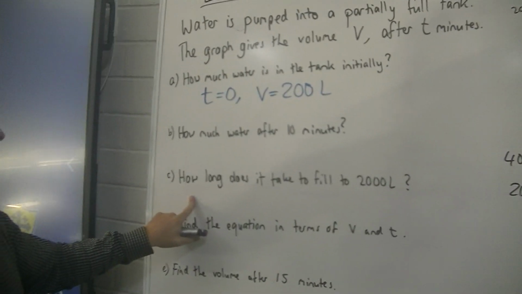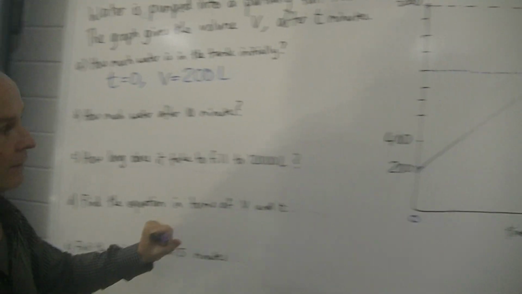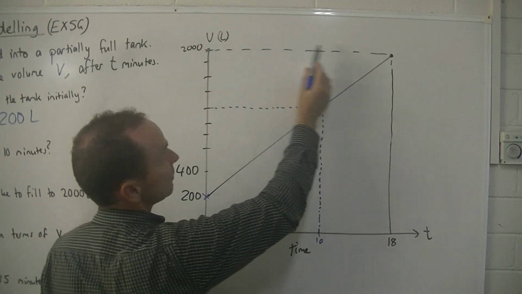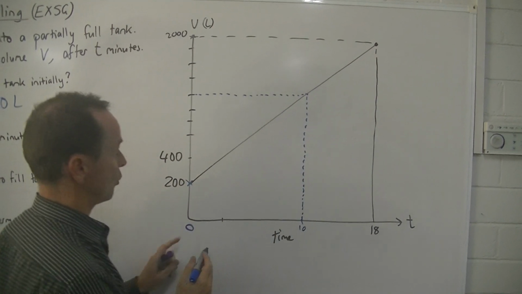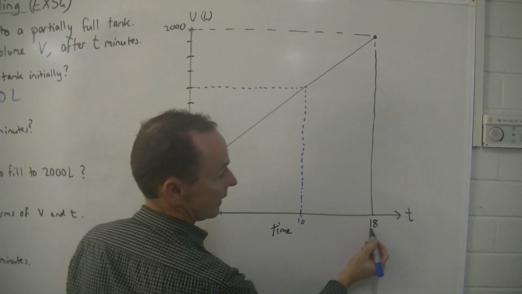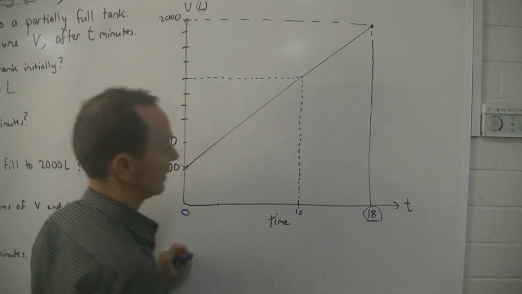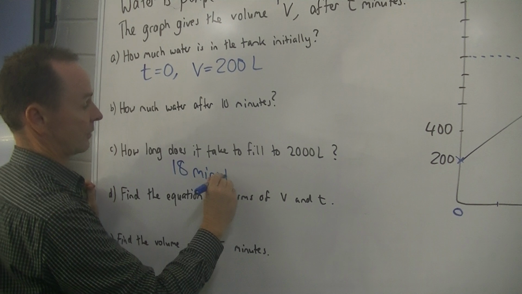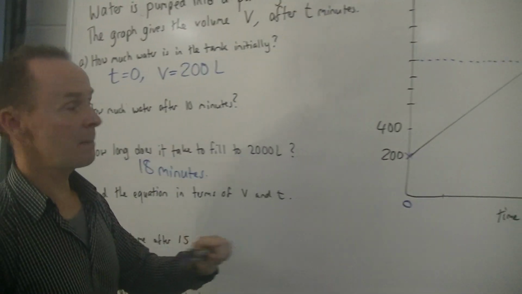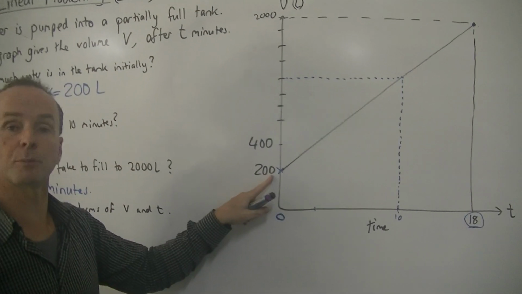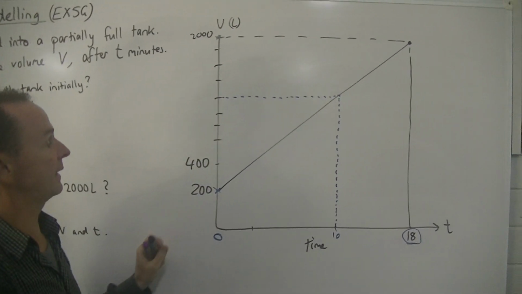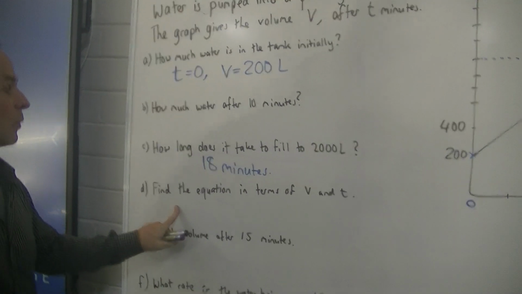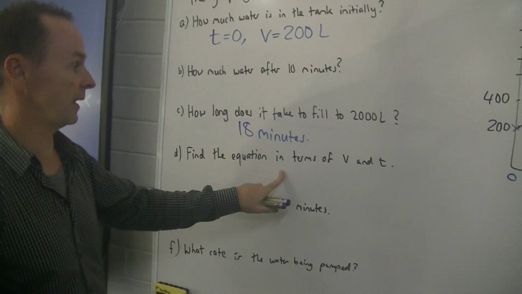How long does it take to fill to 2,000 litres? Okay, let's have a look. So 2,000 litres is when it's full. So it's right up to there. So that's when it's full. And we can look down here, go down, and it says 18 minutes. So our answer to that one is 18 minutes to fill it up. But remember, it didn't start from 0 litres, it started from 200 litres. So it filled up 1,800 litres, but it took 18 minutes. Excellent. Find the equation in terms of v and t.